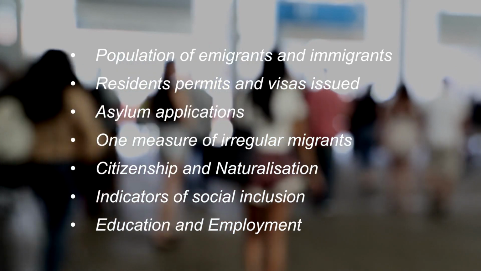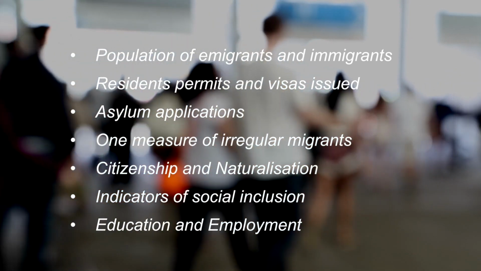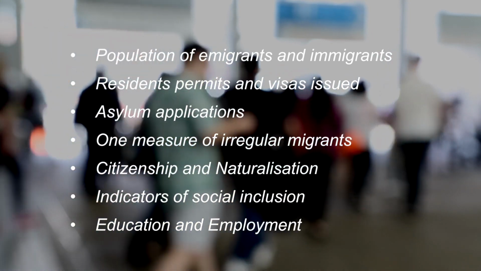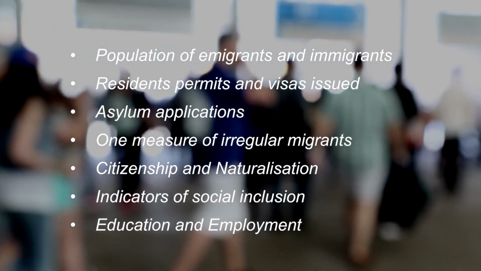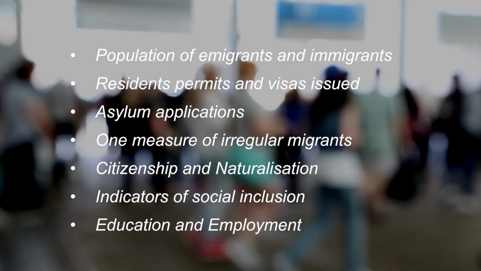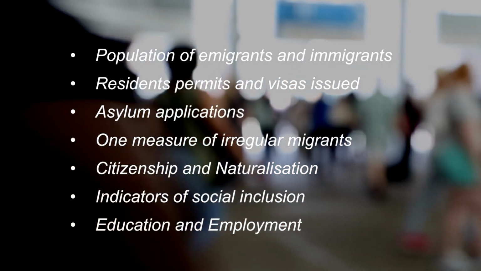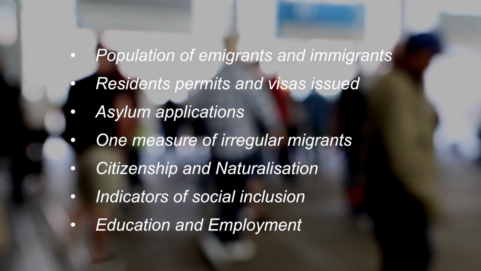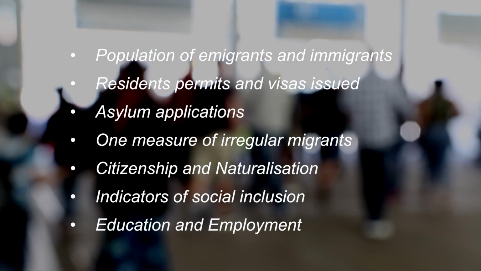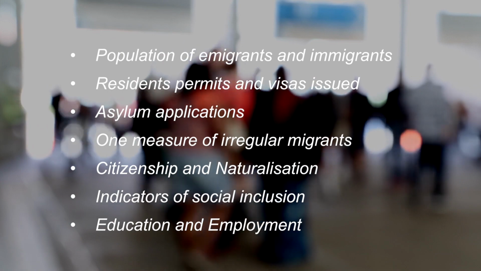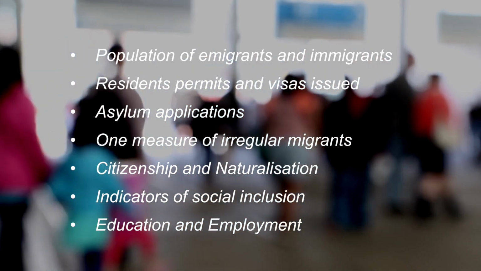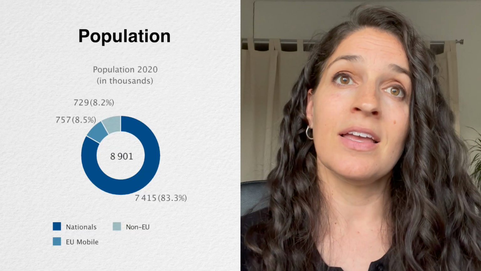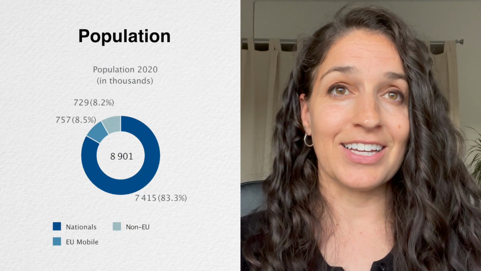So what we're going to do today, looking at Austria, is we will first look at the population of immigrants and emigrants. We'll look at residence permits and visas issued. We'll look at asylum applications. We'll look at one possible measure of irregular migrants in a country, as well as citizenship and naturalization. We'll also look at some indicators of social inclusion, and we'll look at education and employment. Now, let's jump right in and get started.